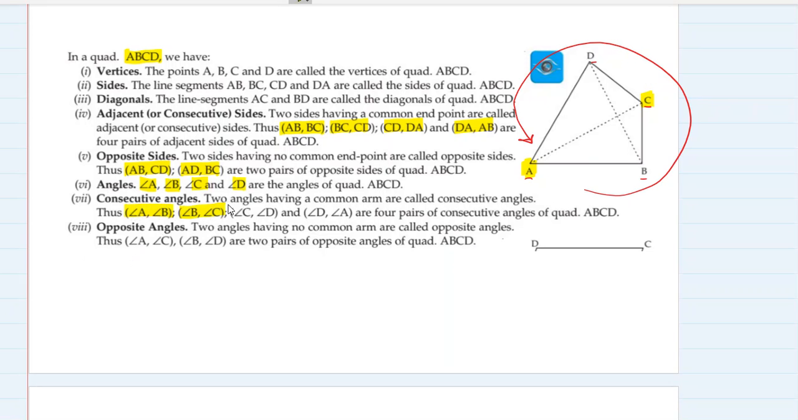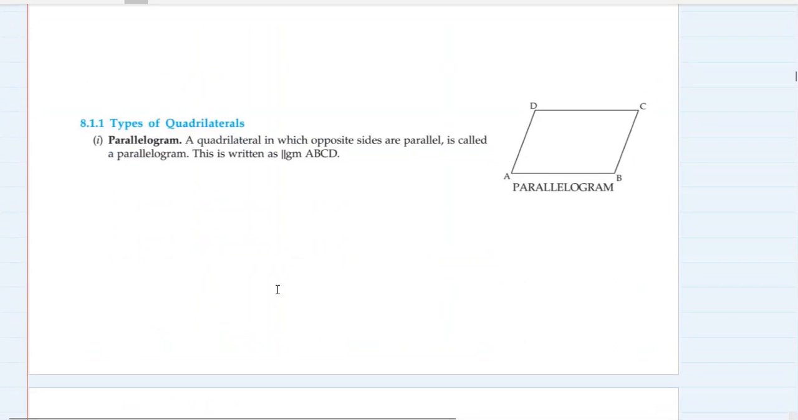B and C are adjacent angles, C and D are adjacent angles, and D and A are adjacent angles. Now, opposite angles. A and C are opposite angles because they have no side in common. B and D are also a pair of opposite angles. So these are the parts of a quadrilateral which we have studied in detail.